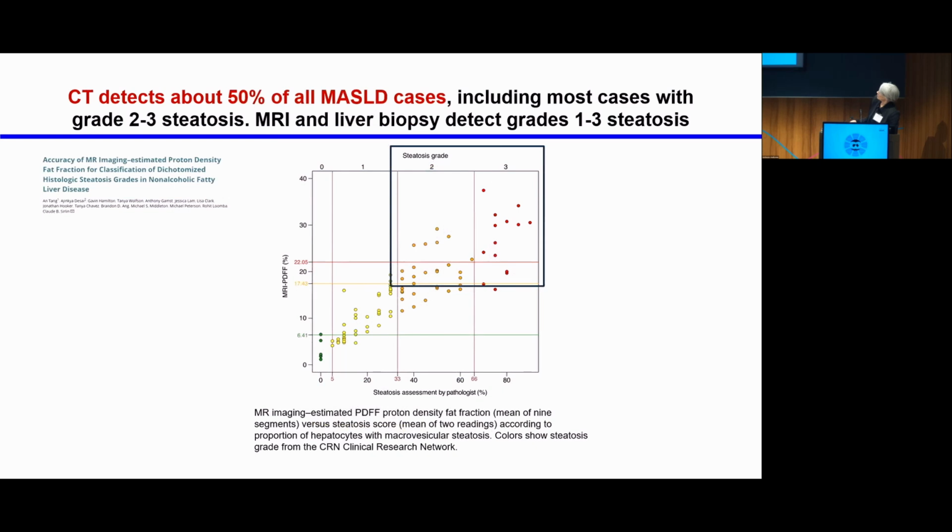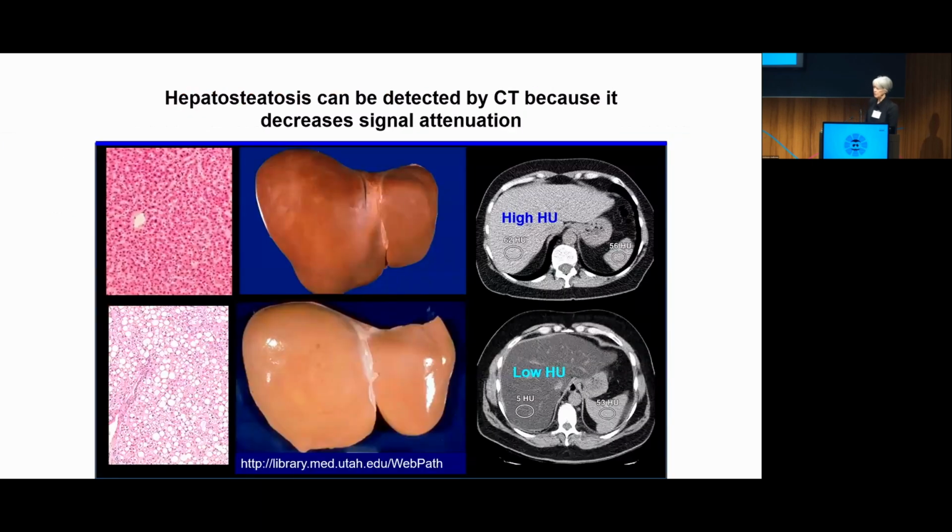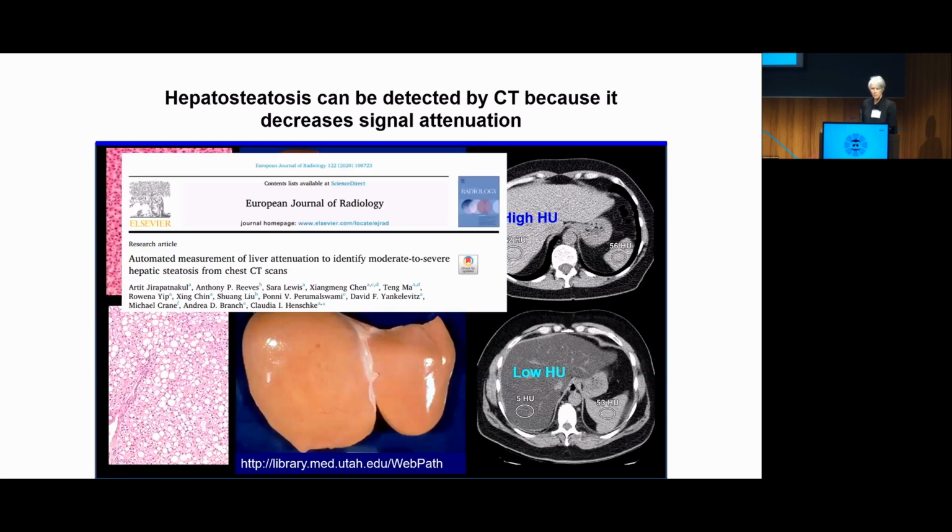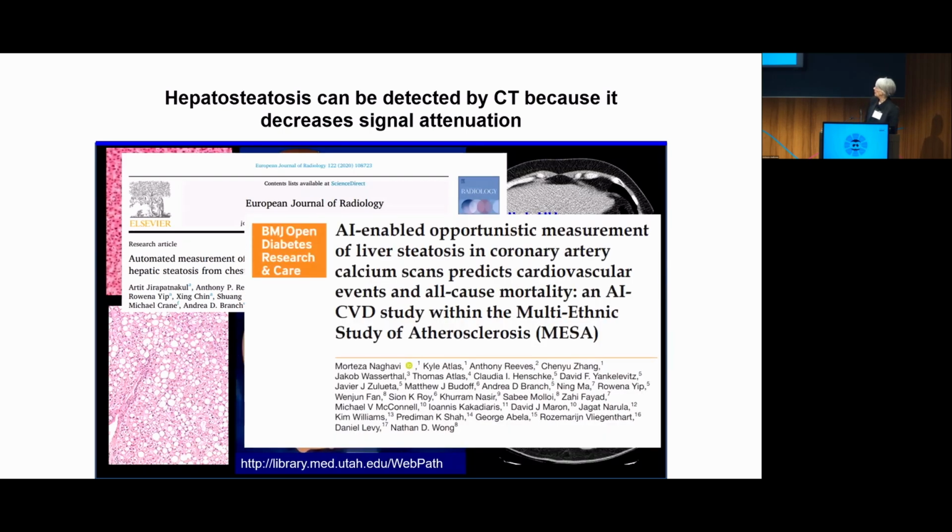And this is to say that the gold standard for diagnosing fatty liver is either biopsy or MRI. A CT scan detects about 50% of the cases of MASLD. It can be detected by CT because it changes the attenuation. And as we have found, you can develop algorithms to identify patients with steatosis. And as Susan mentioned, we've been working with Mort and his colleagues to help them develop AI algorithms, in this case, analyzing the relationship between AI-determined fatty liver disease and outcomes.